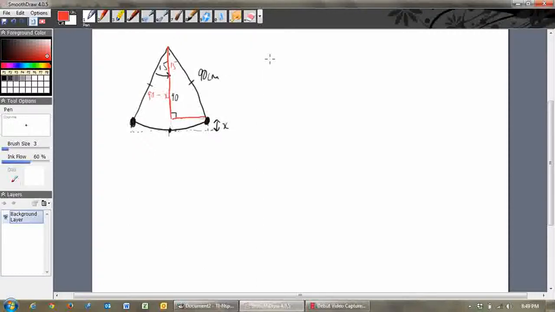Whenever you have an angle that's between two sides, that's always cos. So what we're going to get is cos of 15 degrees is equal to adjacent, our adjacent side is 90 minus x, over the hypotenuse. The hypotenuse is 90. So there's the setup. Now we just need to solve this guy.